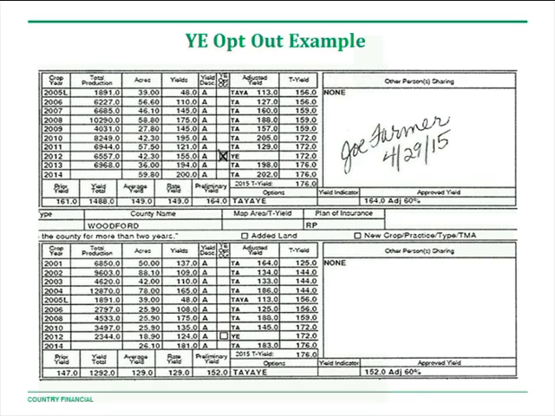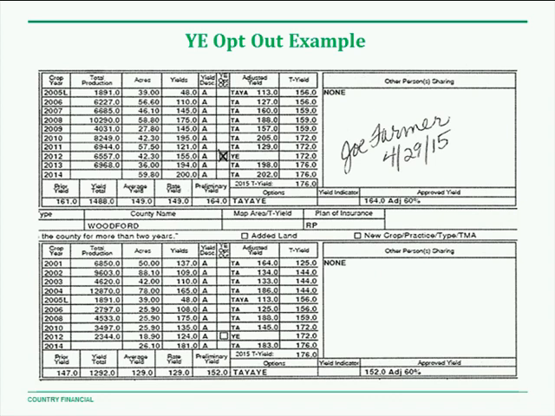So my next slide here shows Joe Farmer's policy, and I've got an example of 2 of his APHs, this first one and this second one. Both of them are eligible for the yield exclusion in the 2012 year. You'll notice he chose the yield exclusion by the sales closing deadline, and therefore the 2012 is left out of his average on both of these databases.